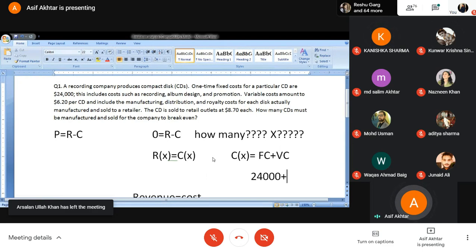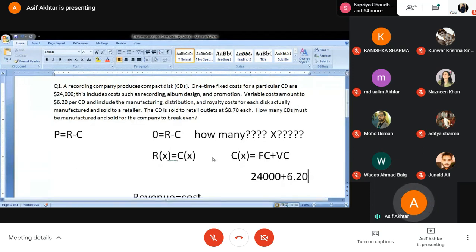I intentionally called it 8.70 just to check how many of you are able to understand. The variable cost is not 8.70. The variable cost is 6.20. I deliberately gave you wrong data to check whether you are able to understand it. So 6.20 is the variable cost. 8.70 is not the cost, it is the price.